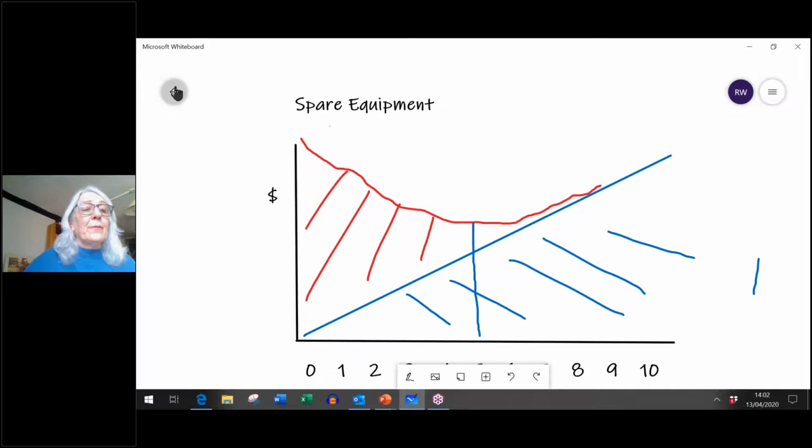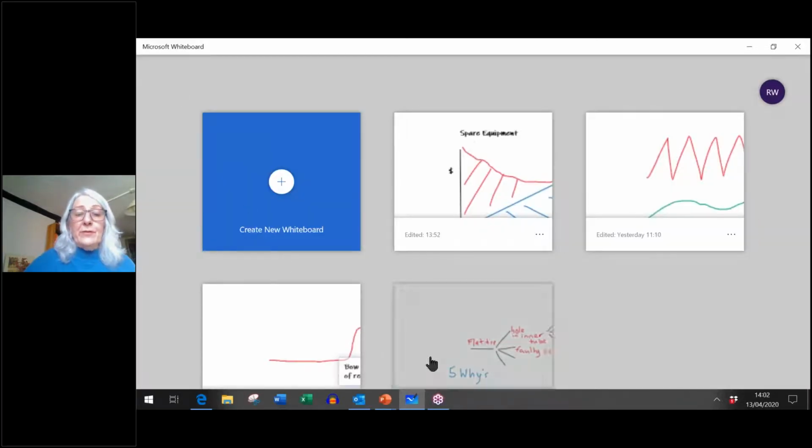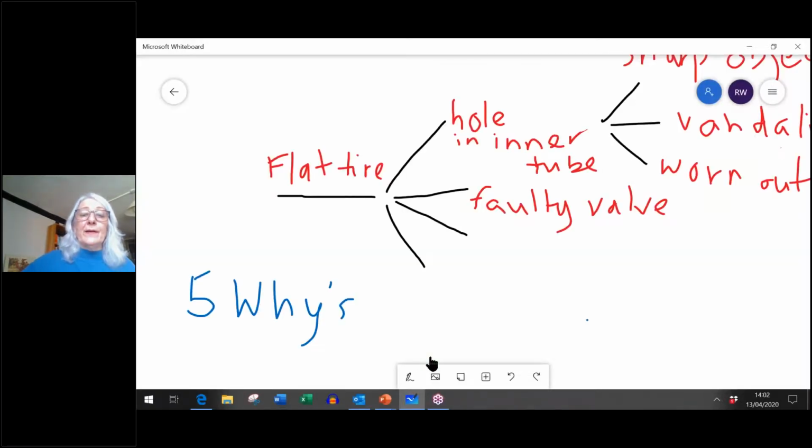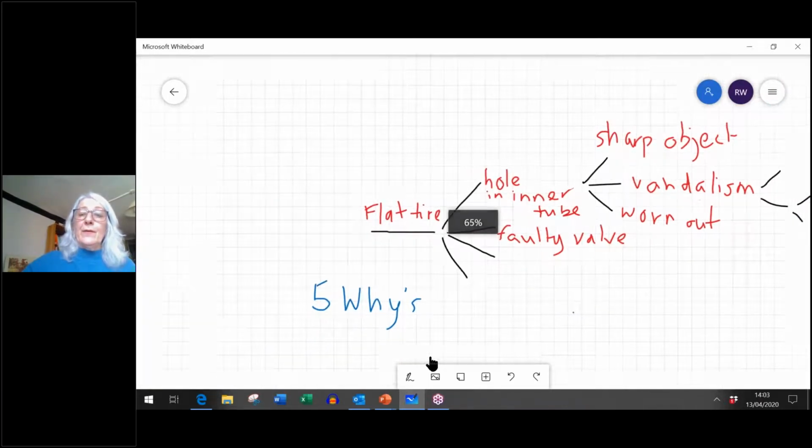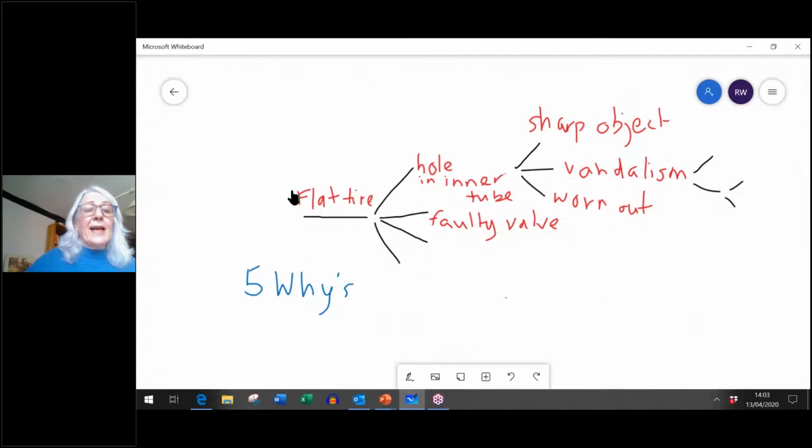So what I want to do again is go back to my wonderful Microsoft whiteboard, and I'm going to show you what this means in practice. So I'll just minimize that a bit. So the idea here is take a flat tire. What are some possible ways we could end up with a flat tire? Perhaps the one that comes most easily to mind, the cause of a flat tire, is we've got a hole in the inner tube. We have a hole in the inner tube, it can't hold air, and the tire is going to flatten.